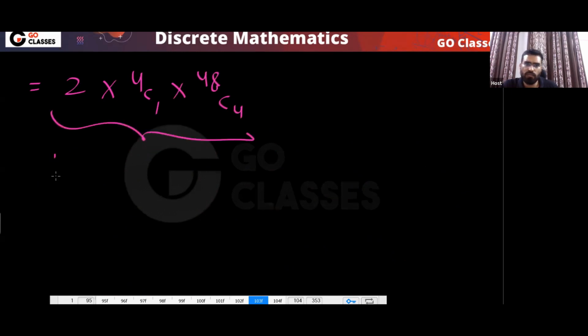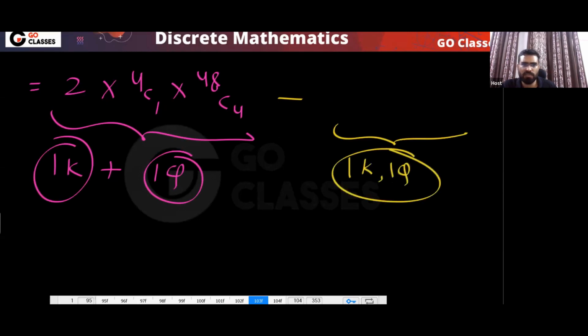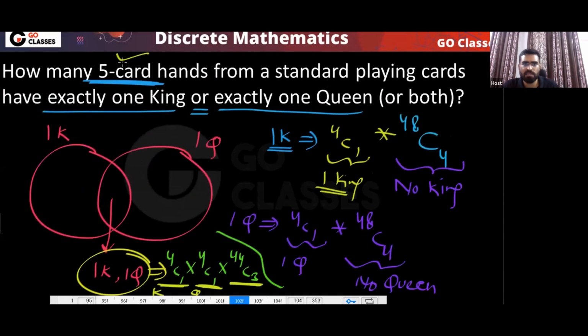Okay, this is your exactly 1 king plus exactly 1 queen minus when you have 1 king and 1 queen. When you have this, then the answer will be 4C1. You select 1 king, you select 1 queen, and from the remaining cards, you select 3 cards, because in total we want 5 cards.